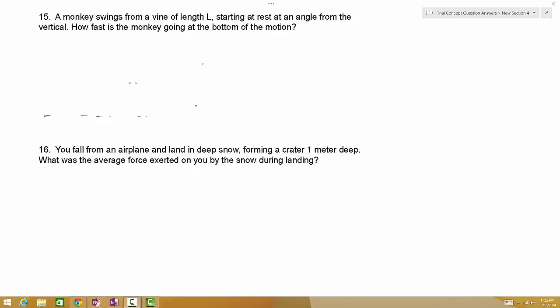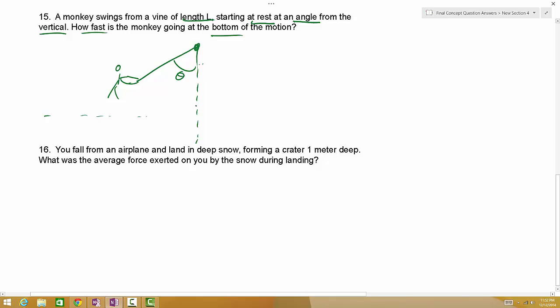A monkey swings from a vine of length L, starting at rest at an angle from the vertical. How fast is the monkey going at the bottom of the motion? So what's the picture? You have a vertical, and a monkey swinging on a vine, and it's at an angle theta from the vertical. And then when the monkey is down here swinging, what is our v equal to?